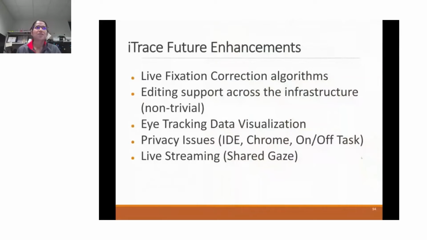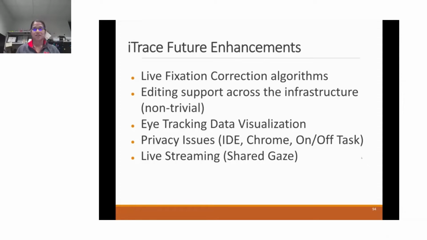Future enhancements for iTrace: we are looking at live correction algorithms after the release. We're looking at supporting editing across the infrastructure. Right now, we only support it in Atom. Visualization of eye tracking data is a whole field that people haven't really looked too much into. There are a few people working on it, but I think there's a lot more that can be done.